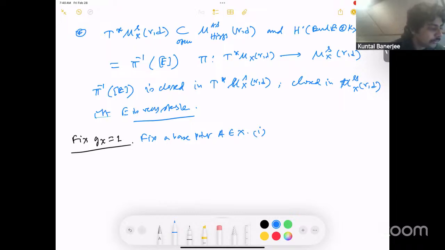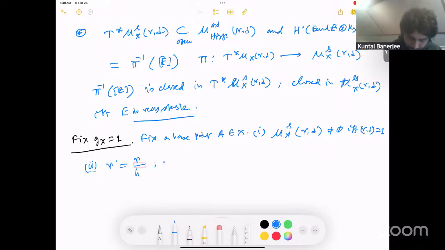Okay. So the first observation is that the moduli space of stable bundles is non-empty if and only if rank and degree are coprime, and when we consider the polystable bundles, we define two new integers, where H is the GCD of R and D.